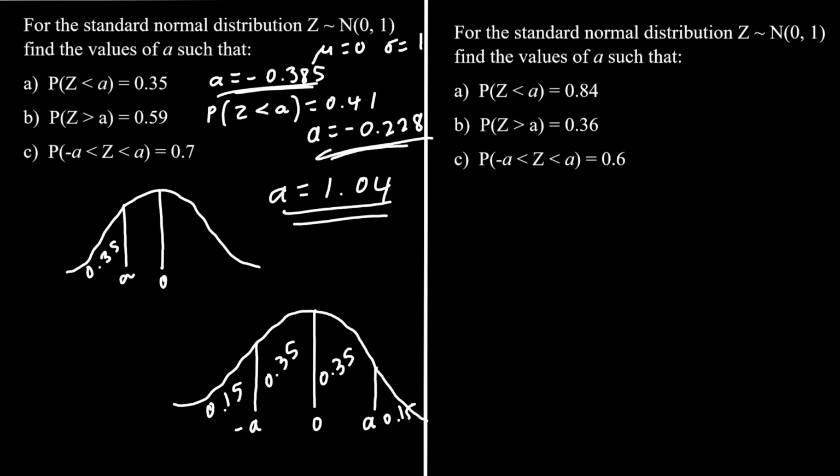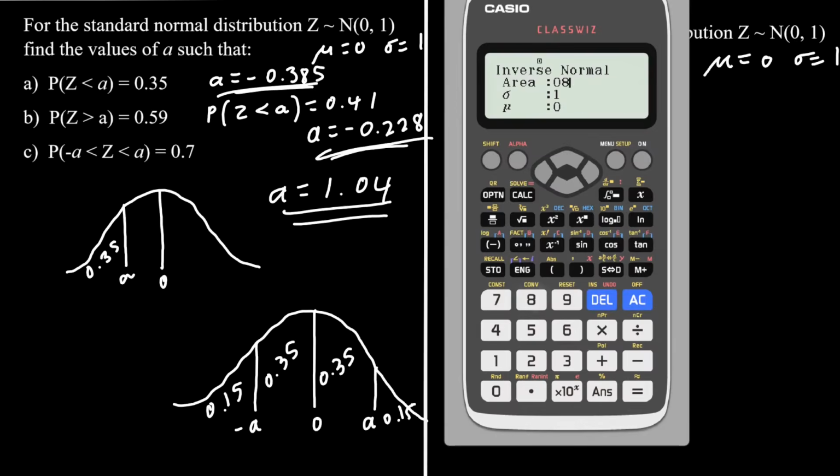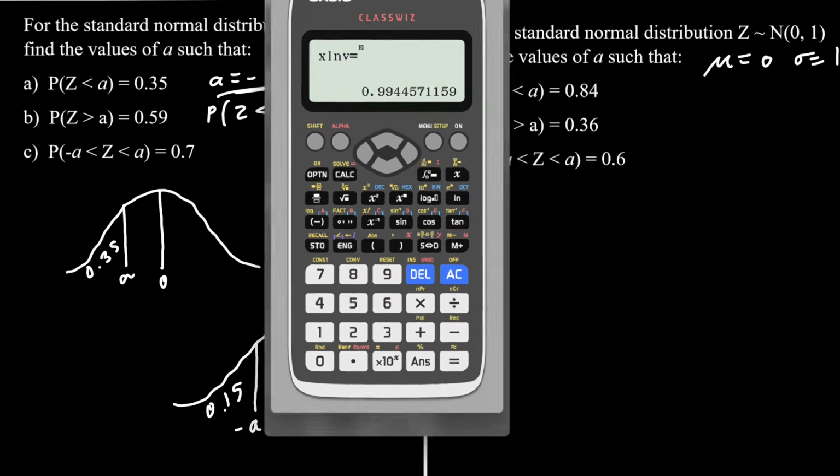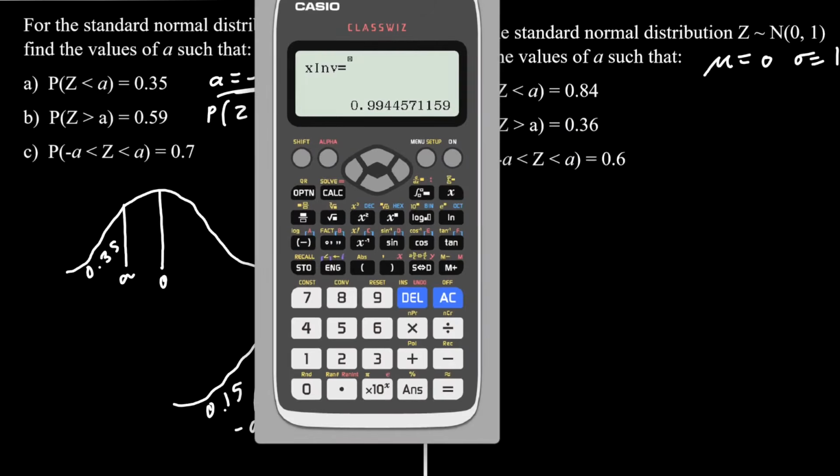Okay, 3 for you to try. See if you can give them a go. So again, standard normal, the mean is 0, the standard deviation is 1. Find the value of A, so the probability Z is less than A is 0.84. 0.84 is our area. Mean is 0, standard deviation is 1. We get 0.994.